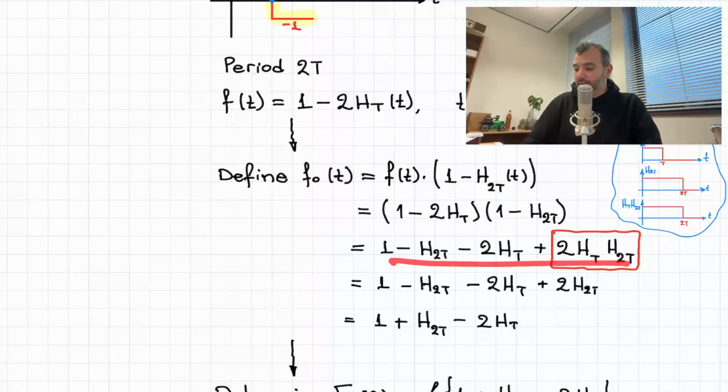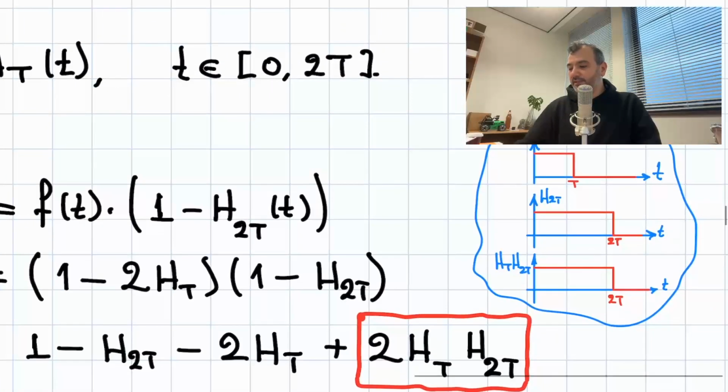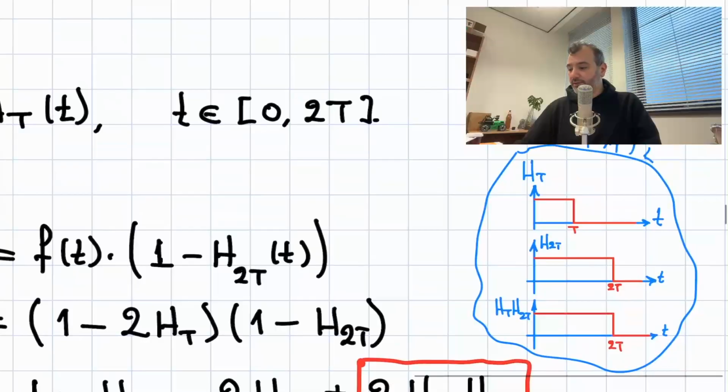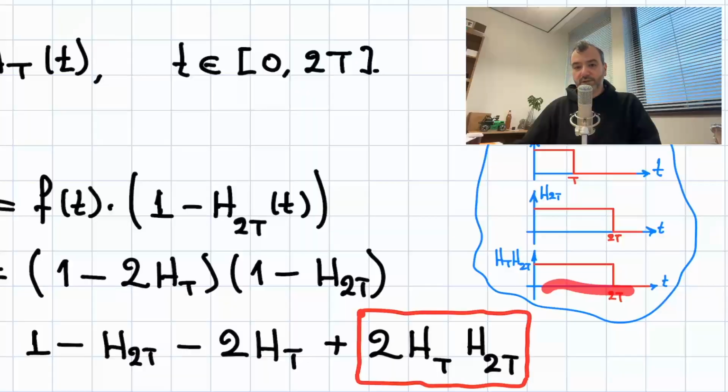So you end up with this, where the interesting term is Heaviside at time t times Heaviside at time 2t. What is this now? Let's have a look. The Heaviside at time t is a function that goes to 0 after t. The Heaviside at time 2t is this, goes to 0 after 2t. And now you multiply these two functions together, and they're equal to, well, of course, this function, which is Heaviside with parameter 2t.